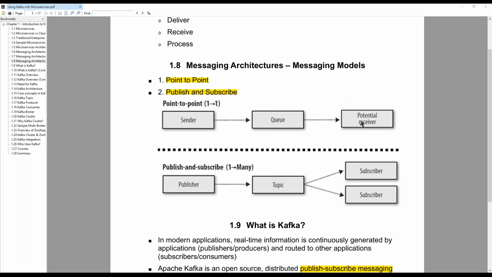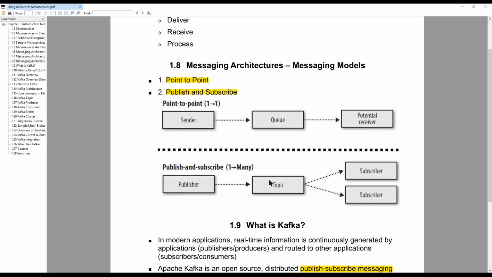Only one receiver can receive the exact same message from the queue. Once it has been processed, the message will no longer be available to other services or to other applications at all. Or you can choose to utilize this pub and sub concept as well.